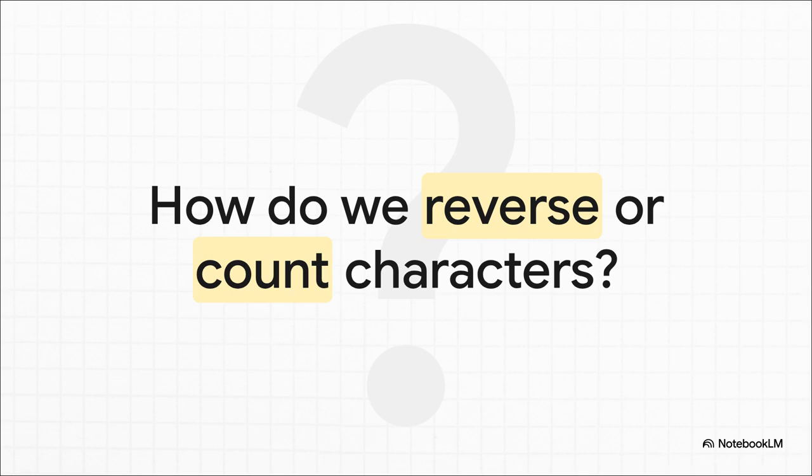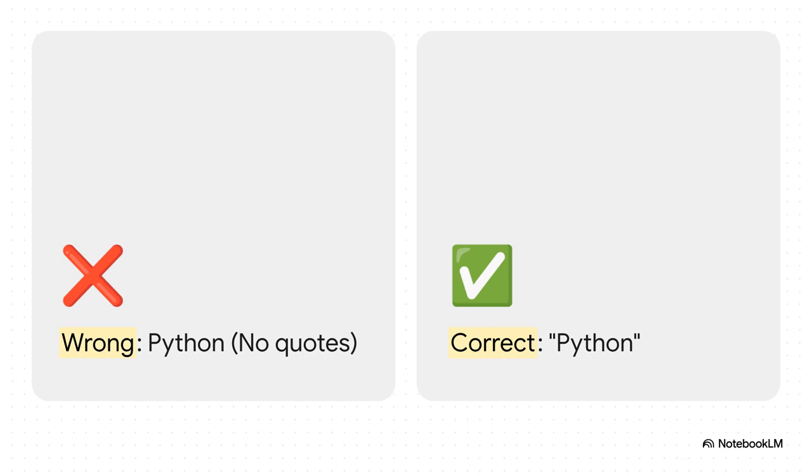And what about reversing a string? Think back to our slicing tool for a second. By tweaking those slice parameters, we can actually tell Python to step backward through the text, completely reversing our string with just one single line of code. It's pretty amazing.